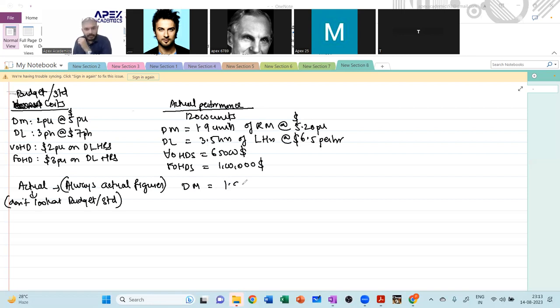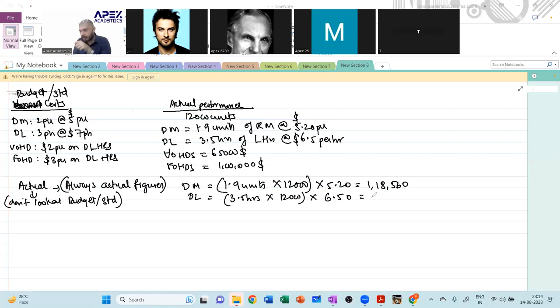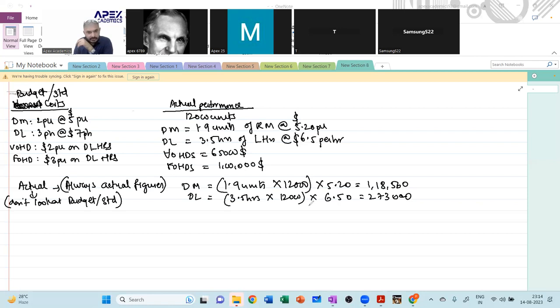It will be 1.9 units of raw materials per unit for 12,000 units at the rate of 5.20, which will give you 1,18,560. Direct labor is 3.5 hours of direct labor per unit for 12,000 units multiplied by $6.5 per hour, which is 2,73,000. Then we have variable overheads.